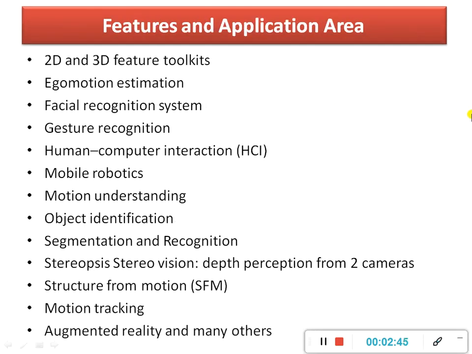And these are the application areas which are already integrated in OpenCV. So if you are working on 2D 3D feature toolkits, ego motion estimation, robotic applications, mobile robots, motion understanding, so many things are available. Now in the next few moments I will tell you how to work with Harris Corner feature points extraction in real time from a webcam. So in very few lines of code you will see a very effective implementation using OpenCV. Whosoever is in front of the webcam, the real-time feature points will be extracted.